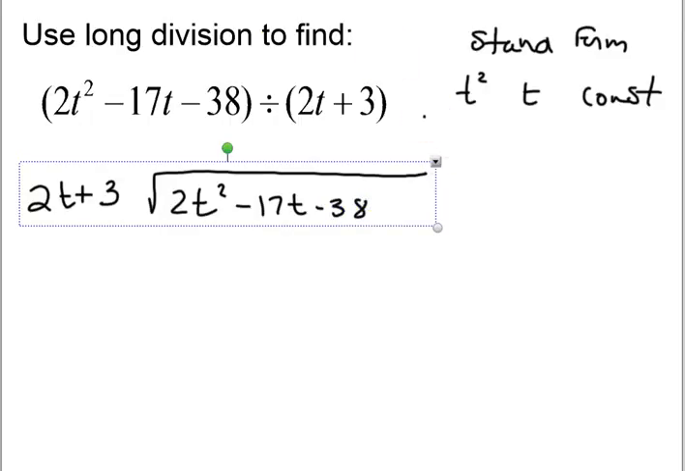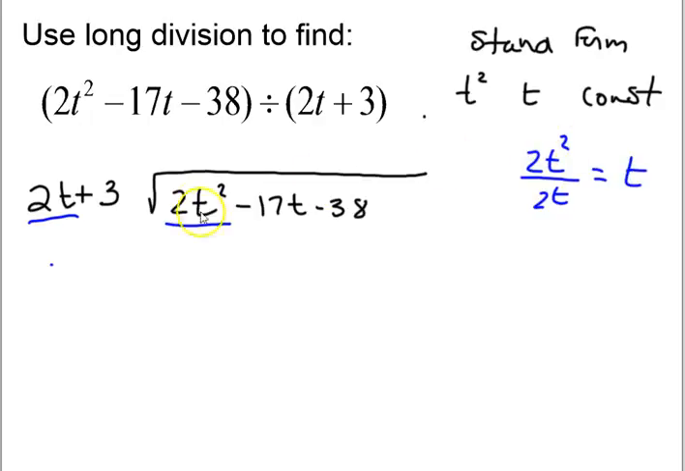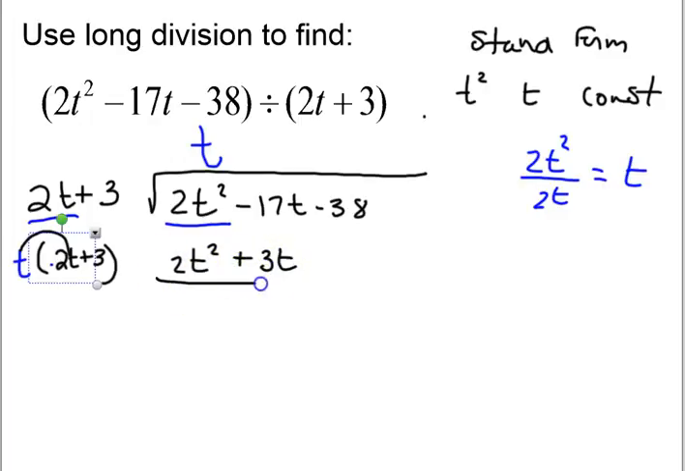And now my first step is to take 2t and see how many times it goes into 2t squared. So here's my side work, 2t squared divided by 2t. That simplifies to t. So that is what comes up here. So I write down t, and then I'm going to multiply it by my divisor, 2t plus 3. And now I'm going to distribute. And I get 2t squared plus 3t. Then I draw my line.